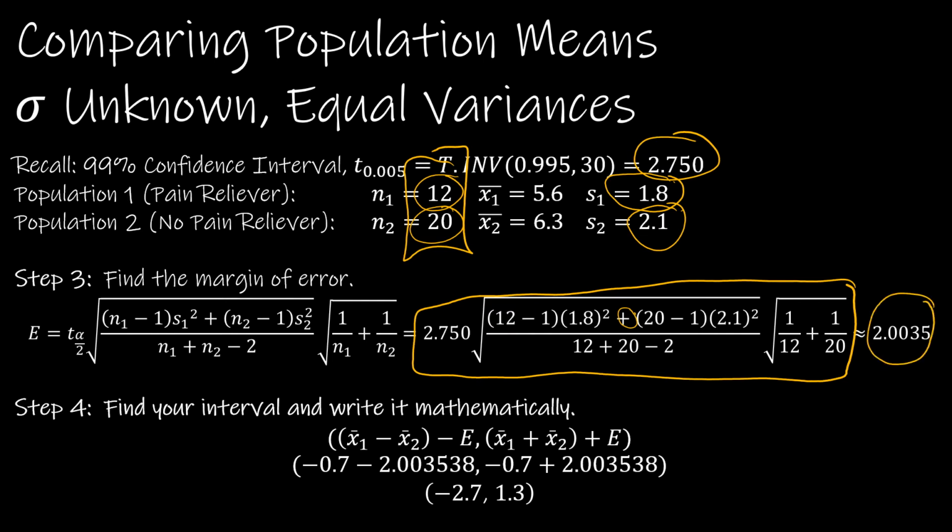Again, use Excel to do all of that work for you. We find the margin of error to be 2.0035. We're going to subtract that from negative 0.7, which was our point estimate, and then add it to that to end up with negative 2.7 to positive 1.3. And now we're going to interpret what that means.